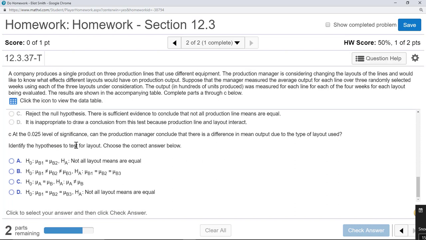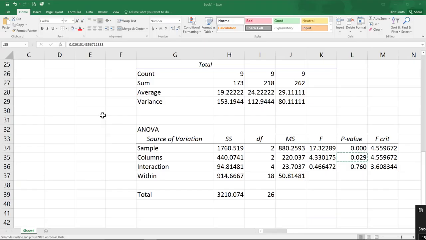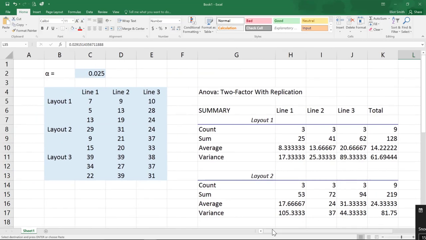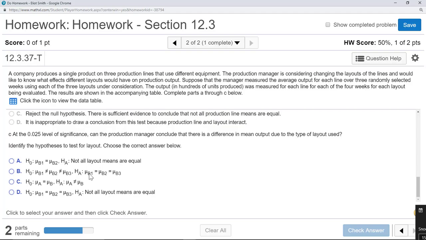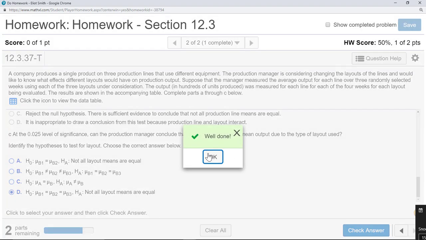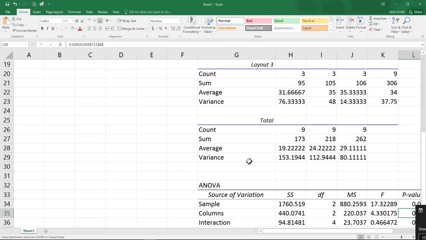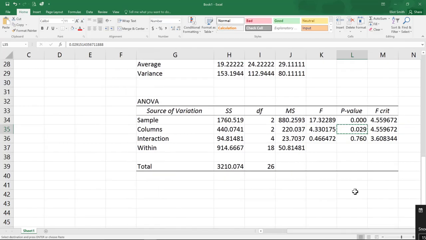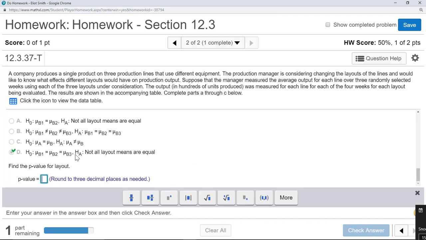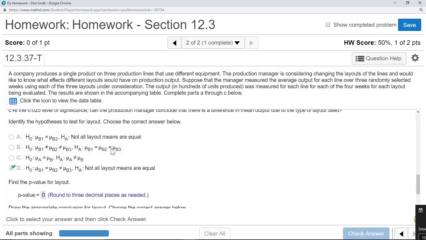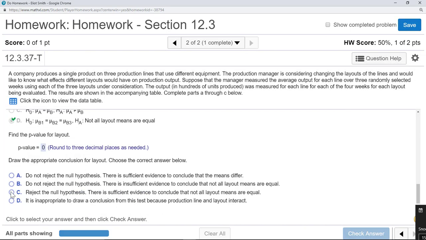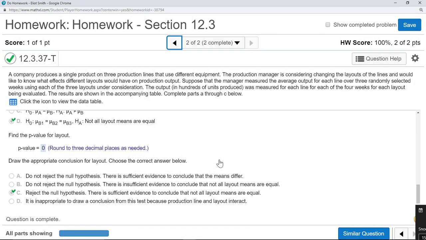Again at the 0.025, let's see, there are 3 layouts. Yeah, so 3 layouts. So we got B1, B2, B3 are equal for the different means. Not all layout means are equal for our hypotheses. And the p-value we have left is 0. So that is reject the null hypothesis, sufficient evidence that not all means are equal. And we're done.